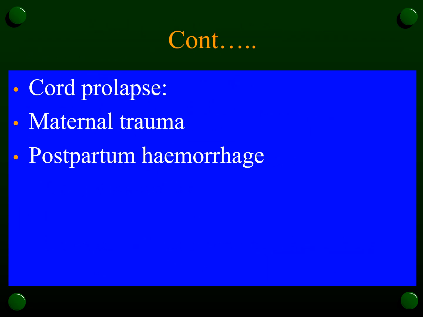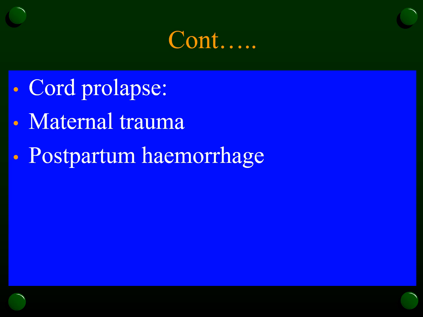Next is cord prolapse. I have already told you that the face is an ill-fitting presenting part. So when the uterus is getting contracted, the umbilical cord may escape through the sides of the presenting part, through the sides of the face. So that may lead to the cord prolapse.